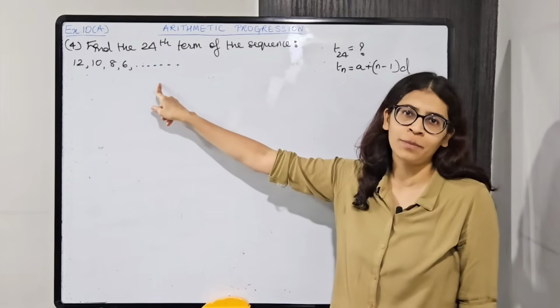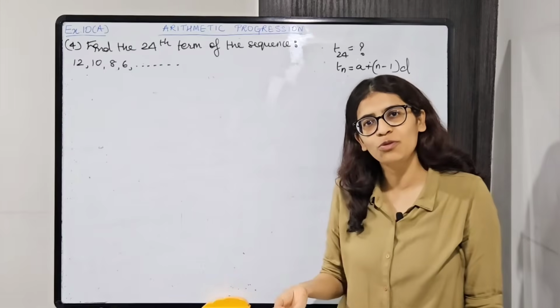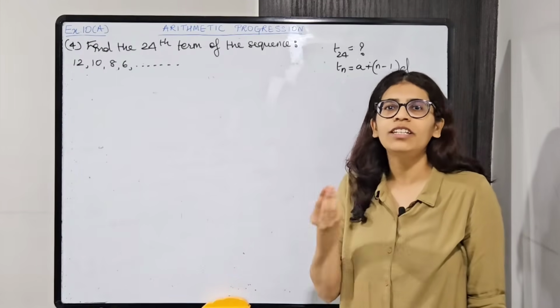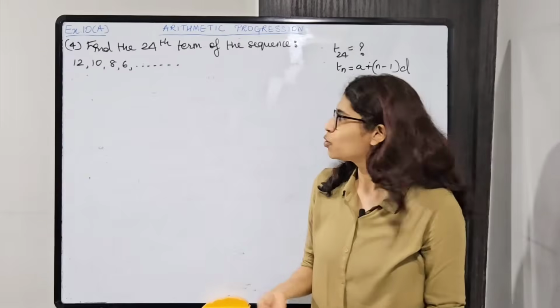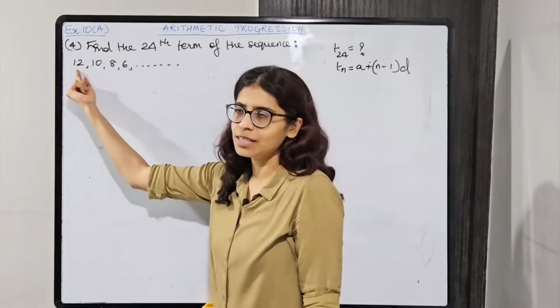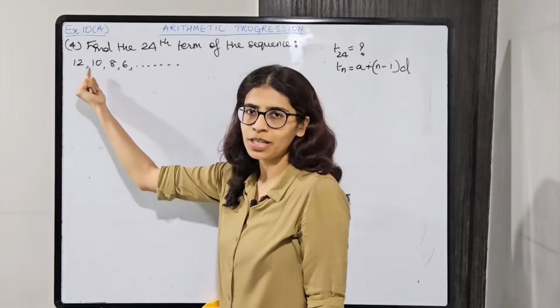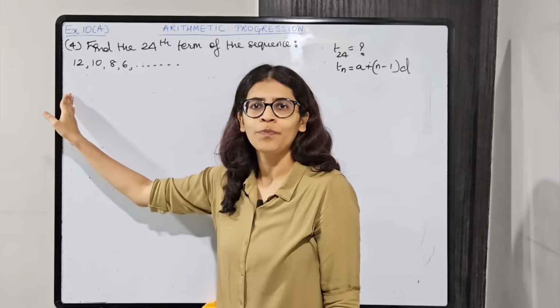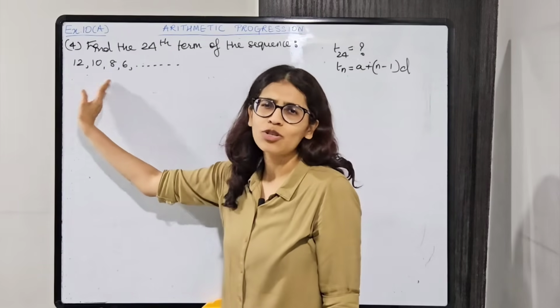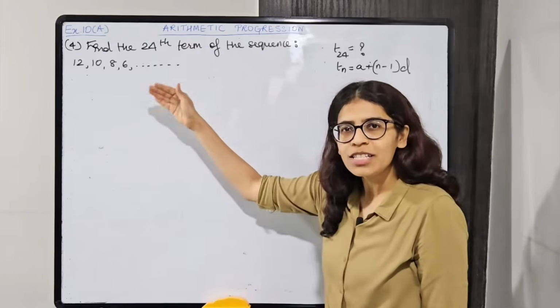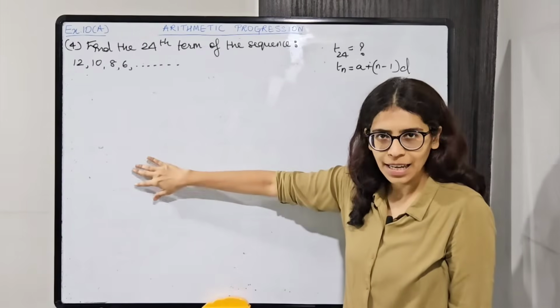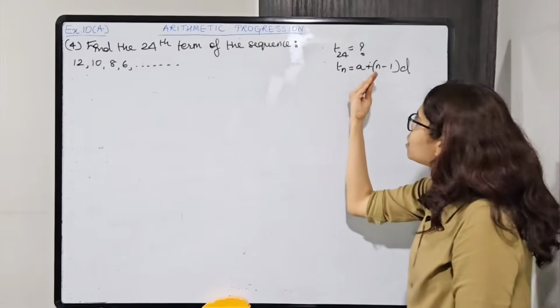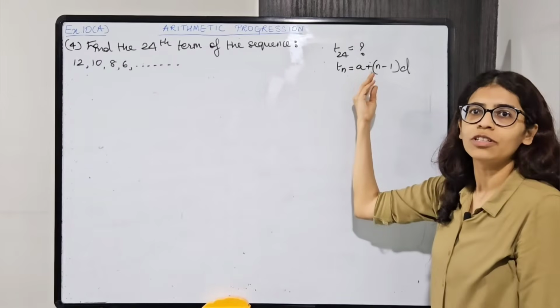ये prove करना पड़ेगा पहले. And ये कैसे prove करेंगे? By finding out the difference in the consecutive terms. So succeeding term minus preceding term. So 10 minus 12, 8 minus 10, 6 minus 8. Find out करो. It is going to be constant only, minus 2 मिलेगा. So once you prove that it is an AP, you can use this formula to find out 24th term.